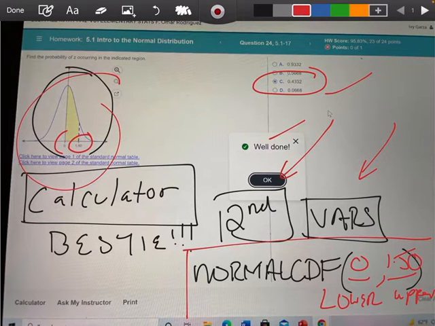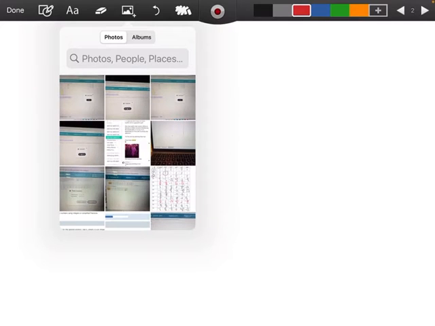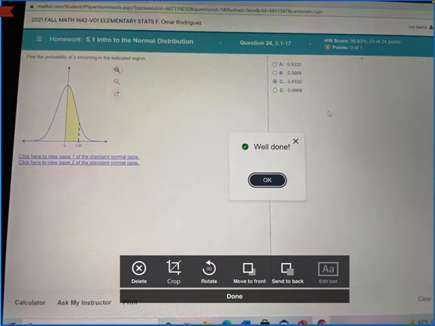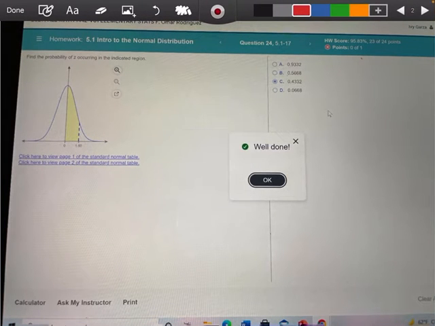Okay, so this is one way you can do it. Using the calculator, like I said, y'all, calculator is going to be your bestie, right? Second way you can do this problem. So let me pull up the same problem that we had. Here it is.